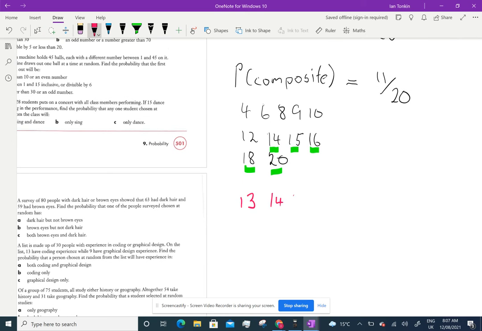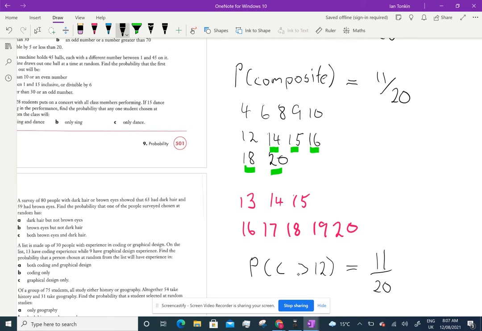13, 14, 15, 16, 17, 18, 19, and 20. So you can just go, I'll just make sure I don't count those other ones twice. Or you can do the probability of composite or greater than 12. Well, I'm just going to go, I've already got 11 on 20. I'm going to add these ones greater than 12.